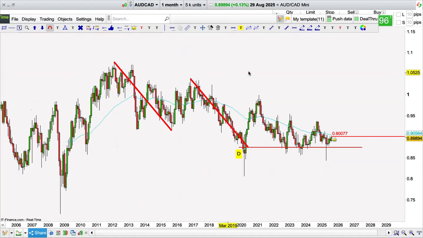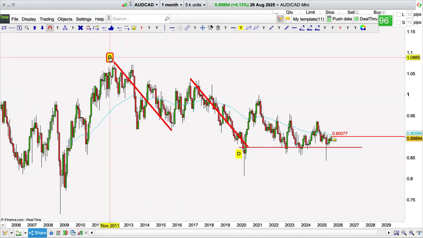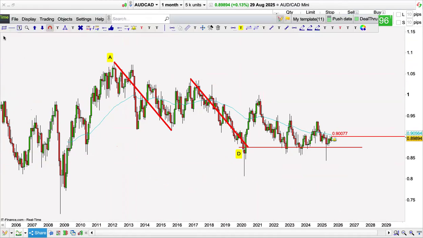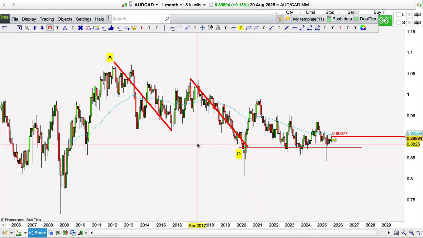So AUD CAD, I'm looking at this on the monthly. You can see that there is this red A, B, C, D structure. If I just make that a bit clearer for you so you can see exactly what I mean. So that's A, this is B, C, D. So simply in maths, if AB equals CD in length, you can see that we've got a turning point here. Fair enough, the wicks extended lower, but on that time frame, that's technically a Gartley.